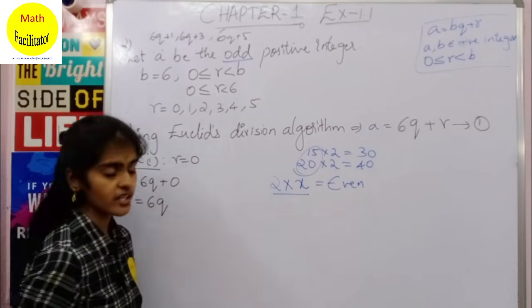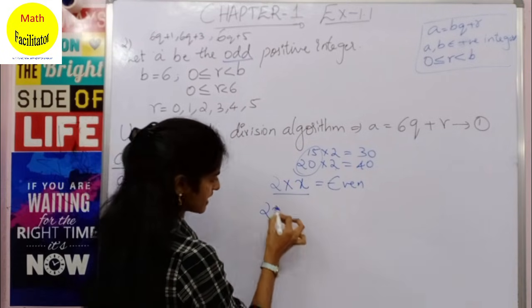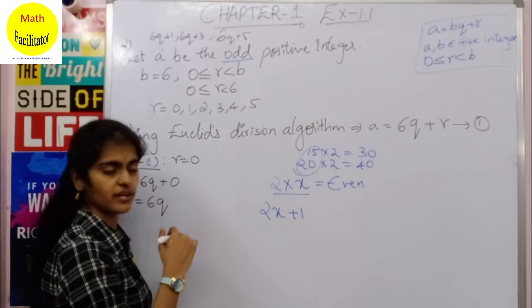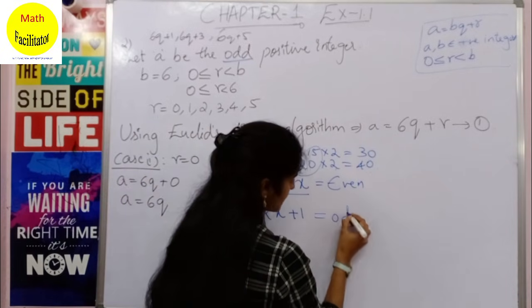Understood? Now any even number is 2x. If to any even number you add 1, the answer will be what? It will be odd.